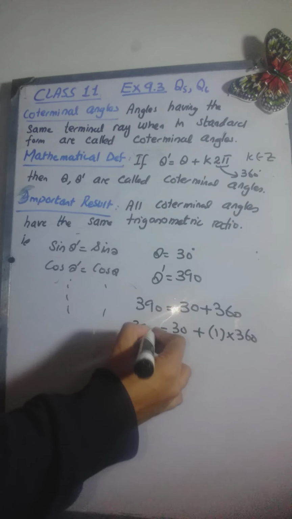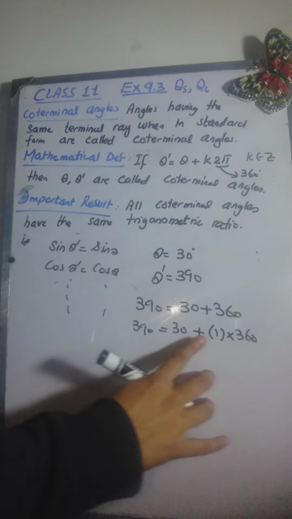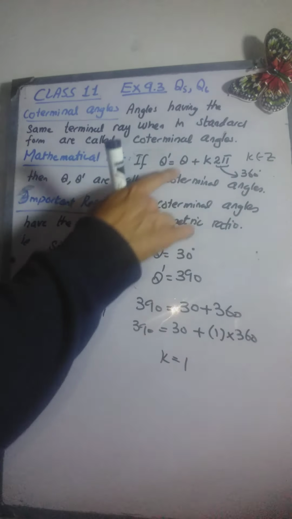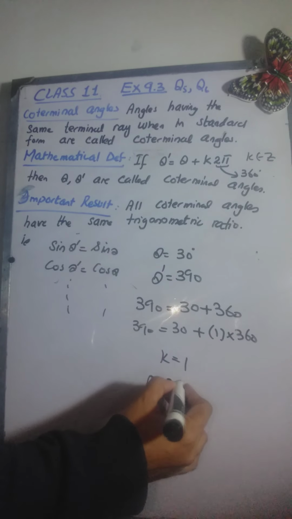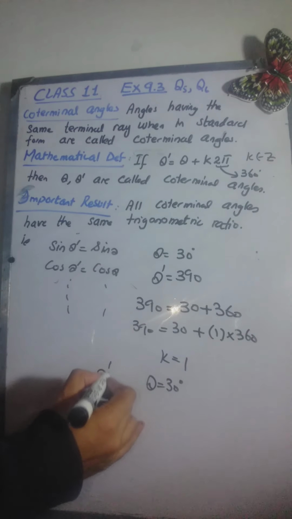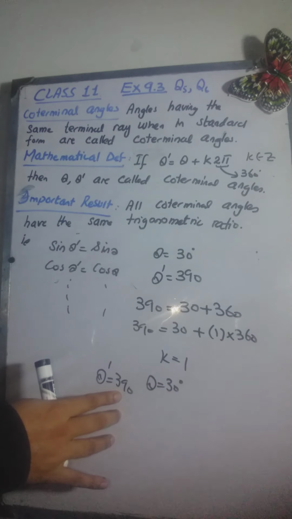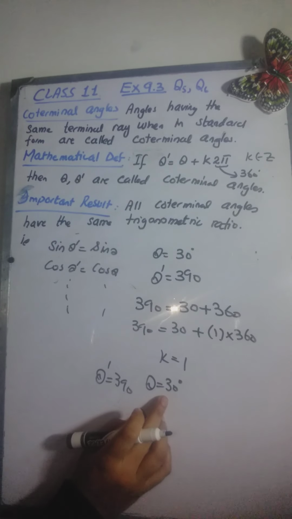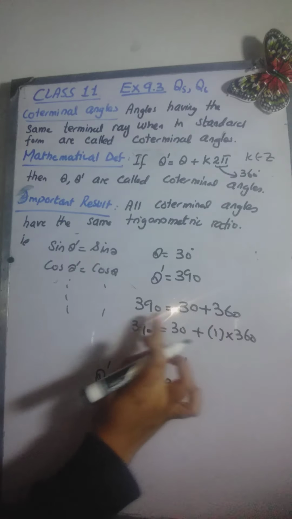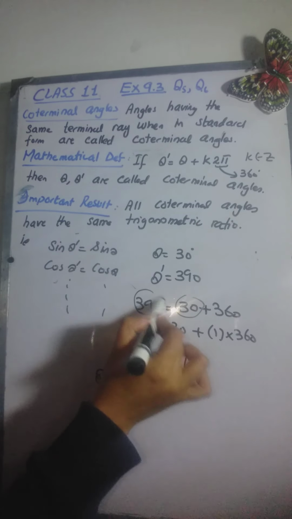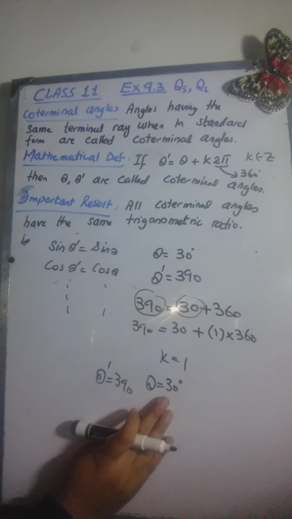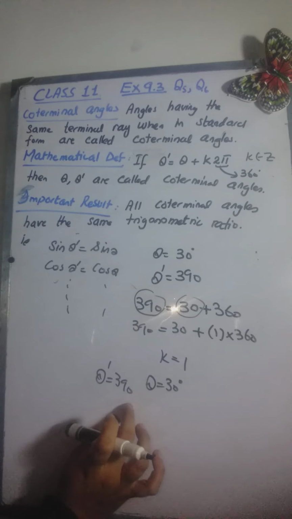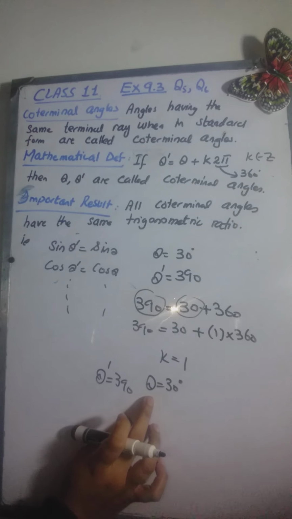As you may see, I have written 390 as 30 plus some multiple of 360. Here k is 1. Our theta is 30 degrees and theta dash is 390. Now we don't know the trigonometric ratios of 390, but we know the trigonometric ratios of 30. We have proved that 30 and 390 are coterminal angles. So with the help of the trigonometric ratios of 30, we can find the trigonometric ratios of 390, because these two are coterminal, and coterminal angles always have the same trigonometric ratios.